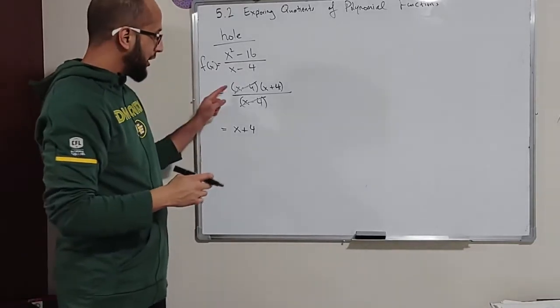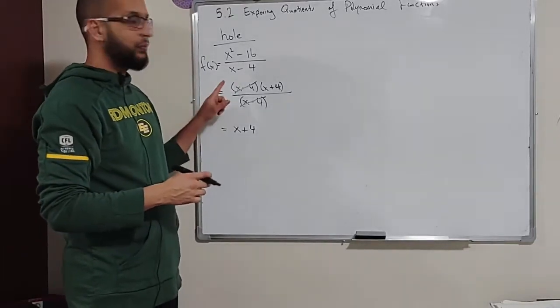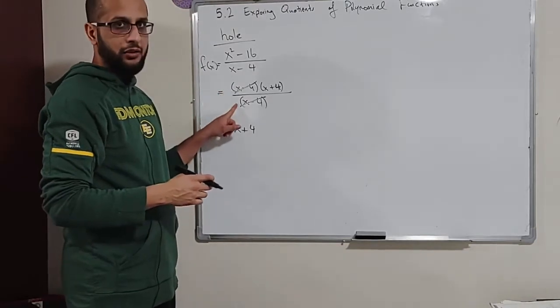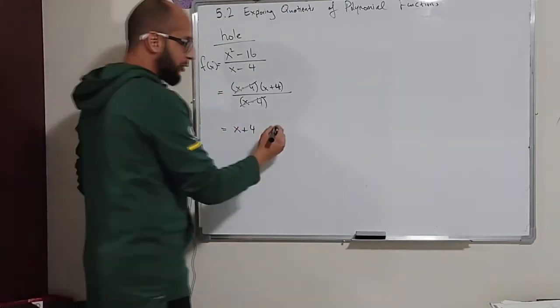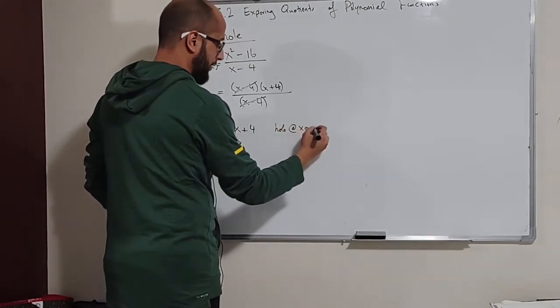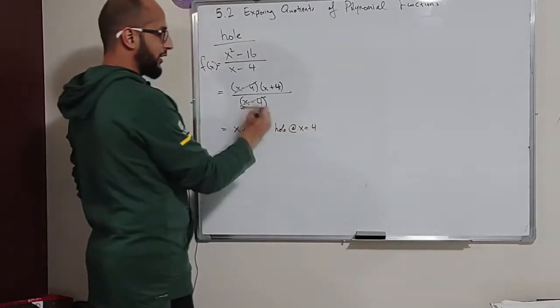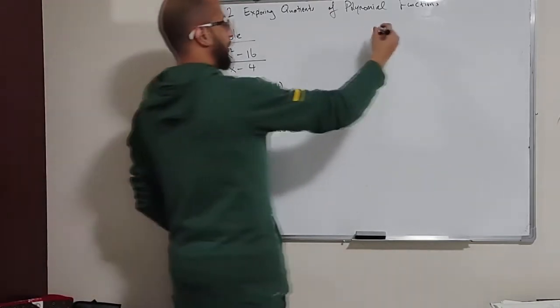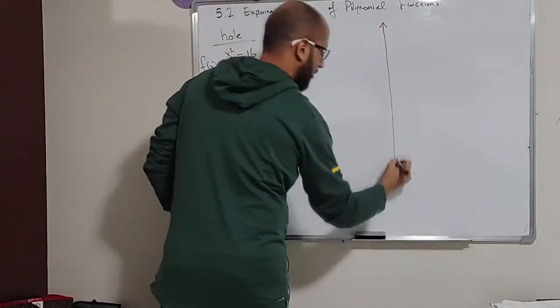However, because we canceled out x minus 4 from the numerator and the denominator, what's going to happen is that we will have a hole at x equals 4 because we canceled out the x minus 4. What would that look like? Let's take a look.